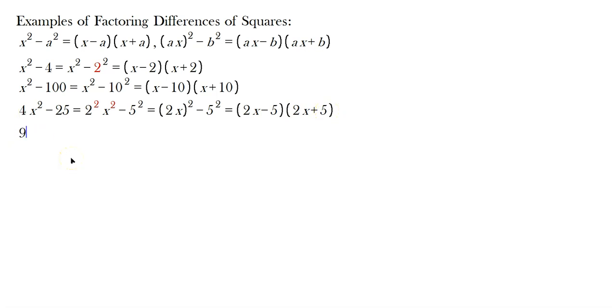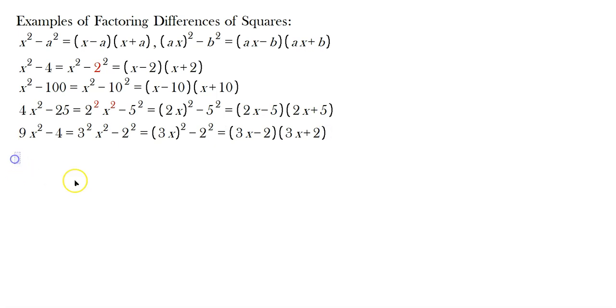So now imagine we have something like 9x squared and then minus 4. Let's do it one more time. So in other words, it's 3 squared x squared minus 2 squared. The 2 in the exponent, you place that outside of parentheses. So you're going to have, therefore, 3x, that quantity squared, minus 2 squared. Then you plug into the pattern, so it's going to be 3x minus 2 and then 3x plus 2.